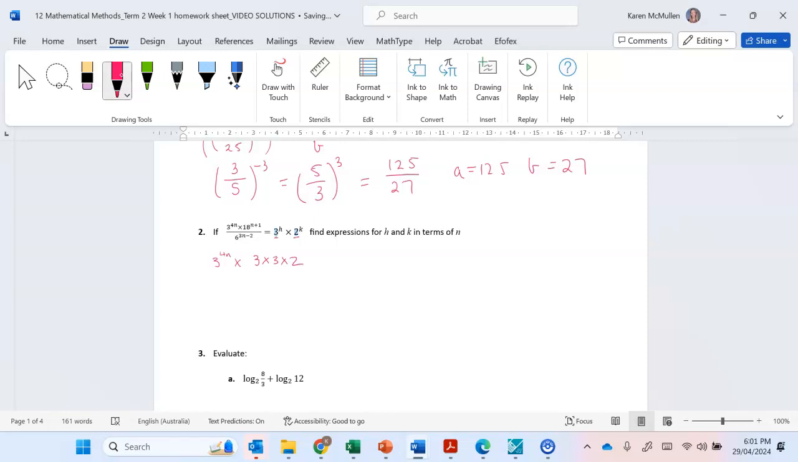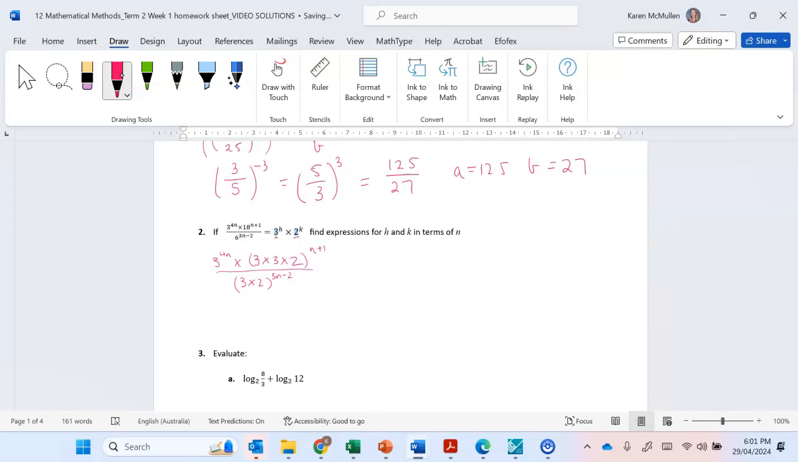All right, so the 3 times 3 is 9, 9 times 2 is 18. So I haven't actually changed it at all. And that's to the power of n plus 1. And then the 6 can become 3 times 2. So you should start seeing, okay, I've rewritten everything now into a base of 3 and 2.